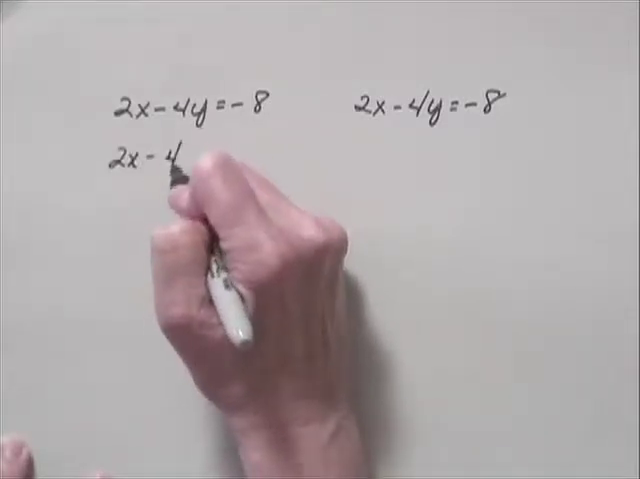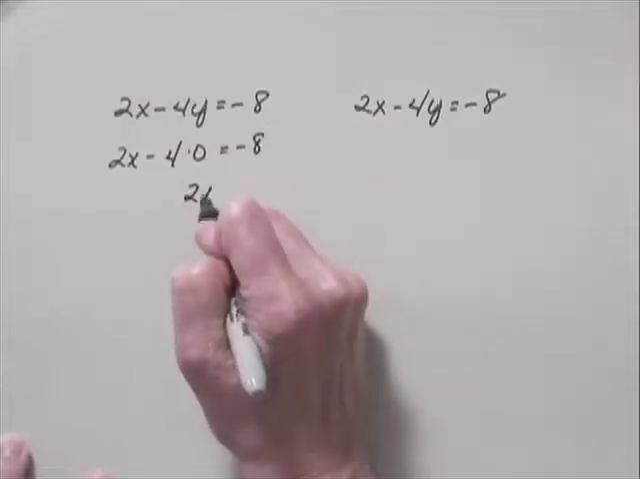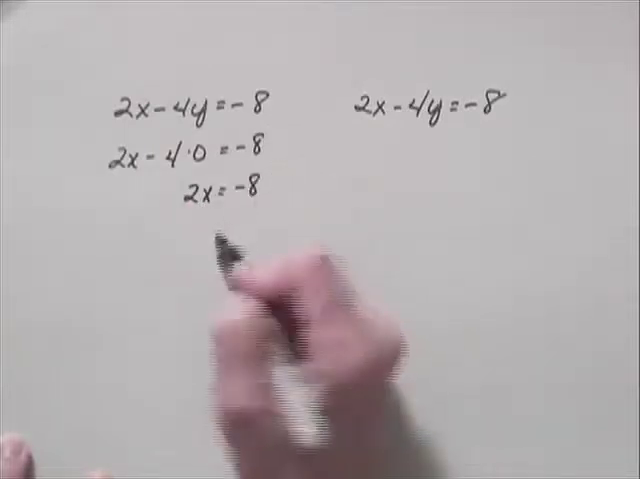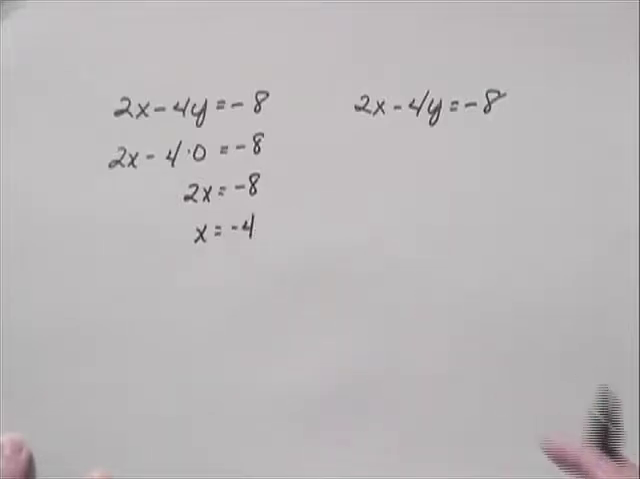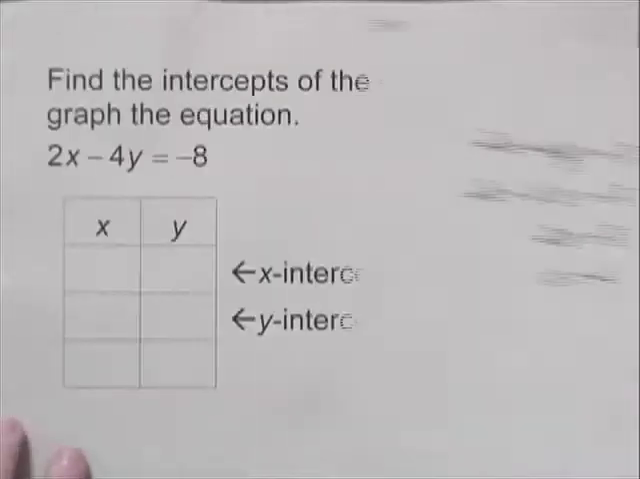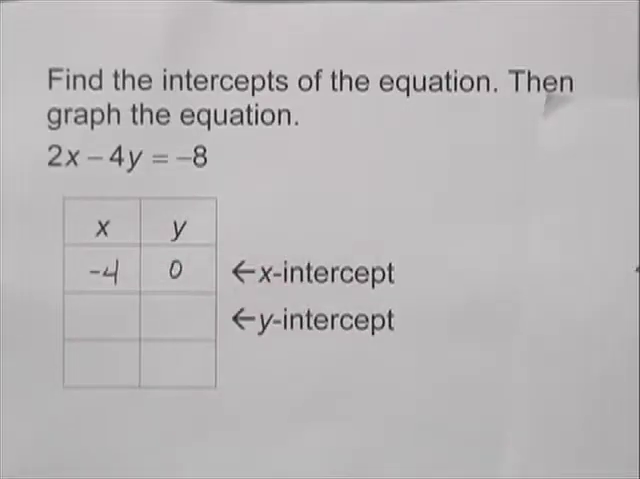So substituting 0 for y, we have 2x equals negative 8, and dividing both sides by 2, we get x equals negative 4. So that tells us that the x-intercept is negative 4, 0.